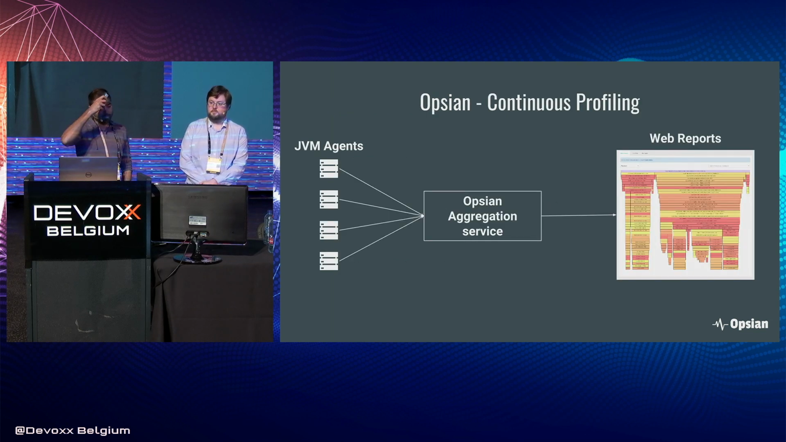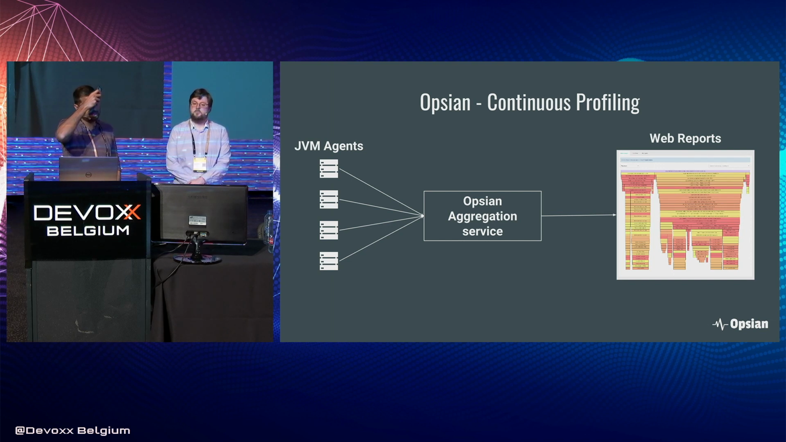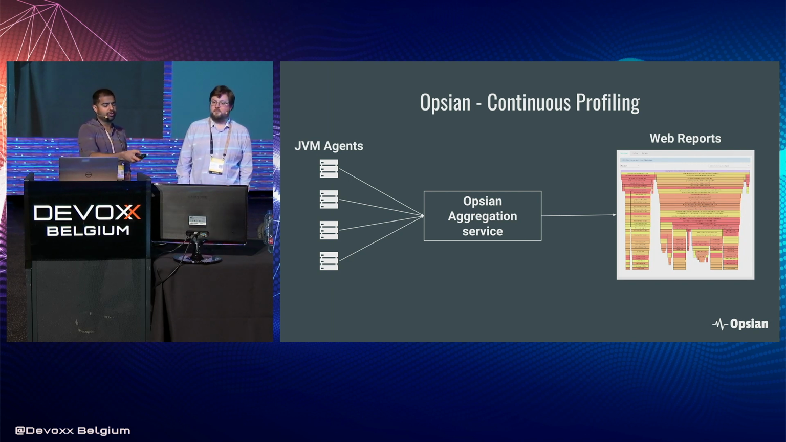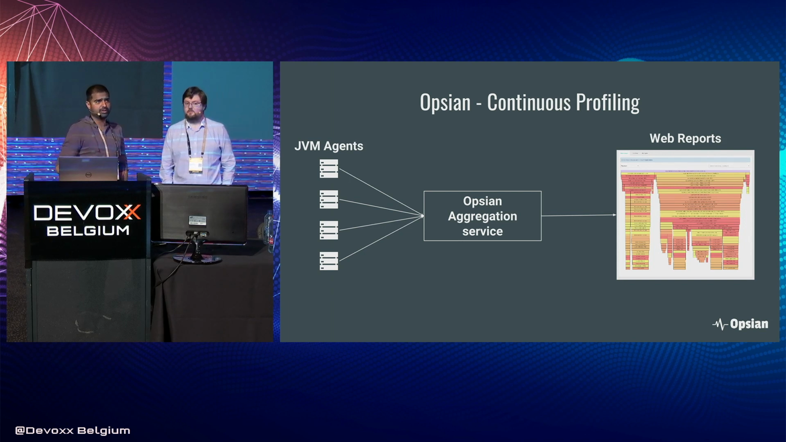And that's basically what we do at Opsian. That's what motivated us. So Opsian is a continuous profiling platform. We have our own commercially supported Java agent that uses that advanced statistical profiling technique, amongst others. They run on your JVMs. They send the data to our service, which basically indexes them, aggregates them, and then makes all the reports available to you in real time for the different reporting types that you've seen.